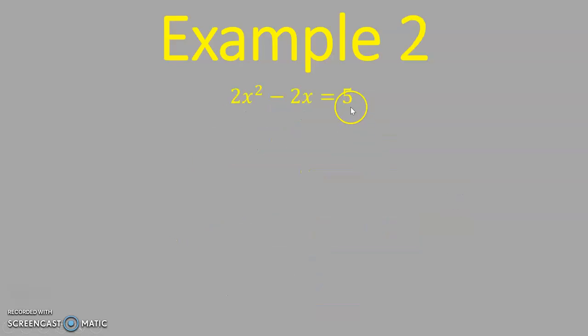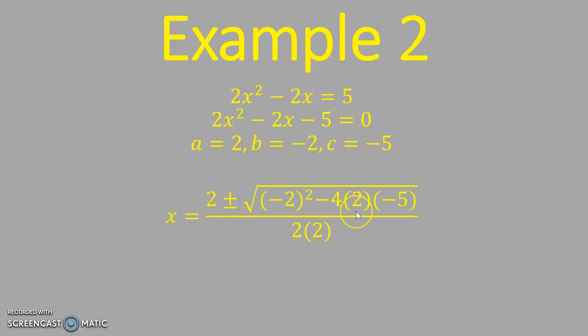Example 2, we're not in standard form. Let's subtract 5 so that we are in standard form. We're going to define our variables here and not worry so much about color coding this time. We're going to put it in the quadratic formula. Notice again these parentheses around that B value. Notice also that this B is negative, it's positive out here.